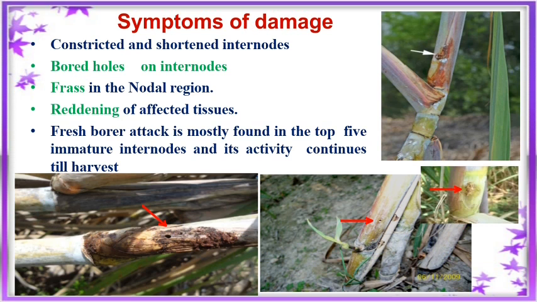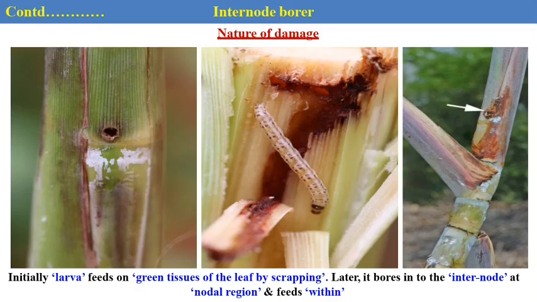Then in case of severe infestation as a result of feeding, reddening and hardening of the cane occurs. Reddening means that the internal tissue becomes red and the cane becomes hard, and this is the characteristic symptom due to the feeding of the caterpillar of the internode borer.